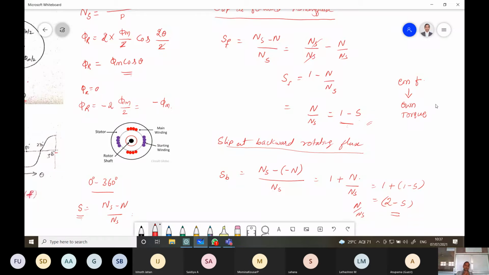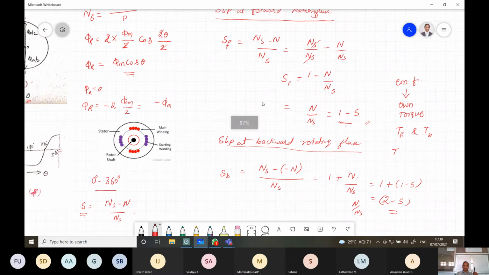Obviously, what happens? Two torques are obtained. One is called forward torque, another one is called backward torque, TF and TB. Both torques are oppositely directed, so the net torque is equal to the difference of these torques. The total torque is proportional to the difference of the forward torque and the backward torque. That is shown in this diagram.